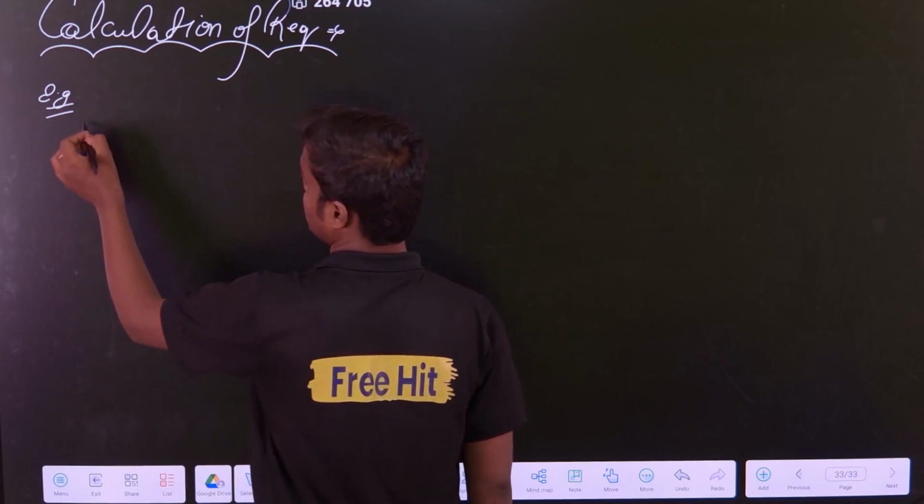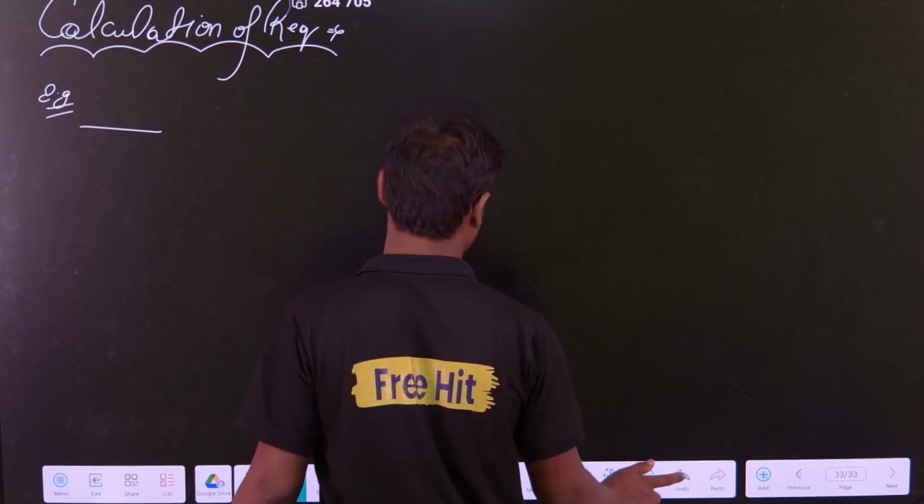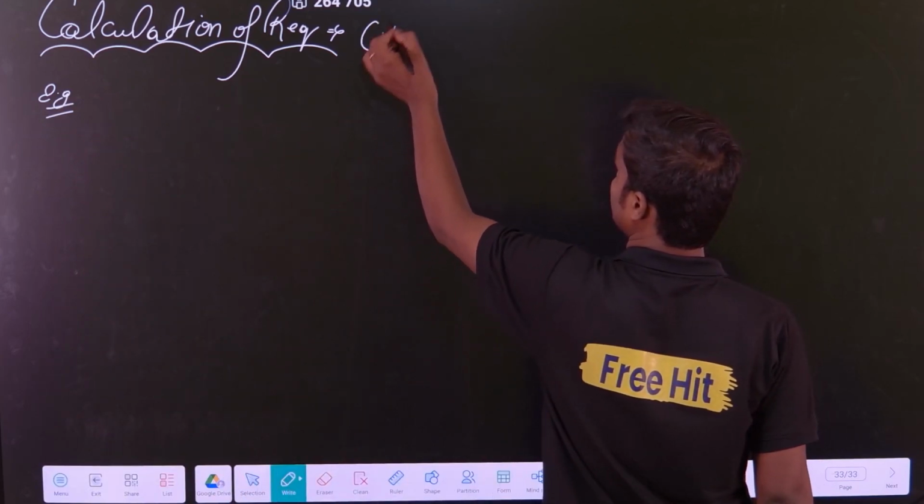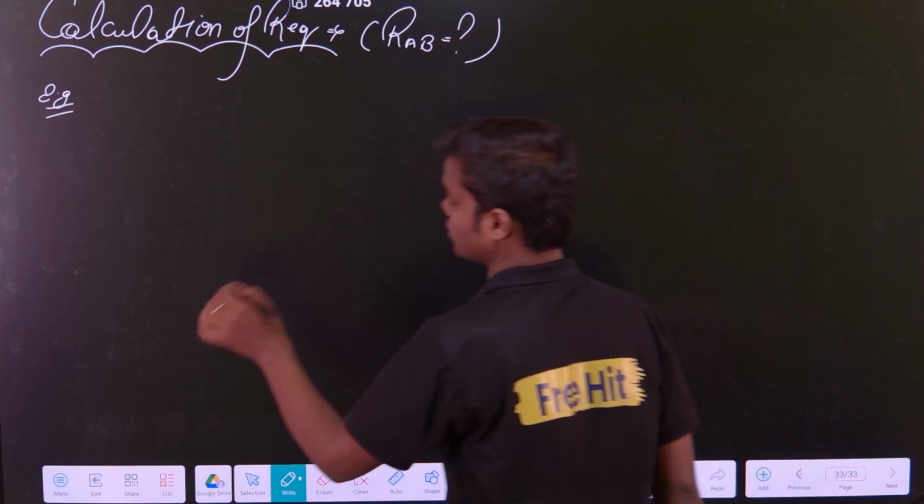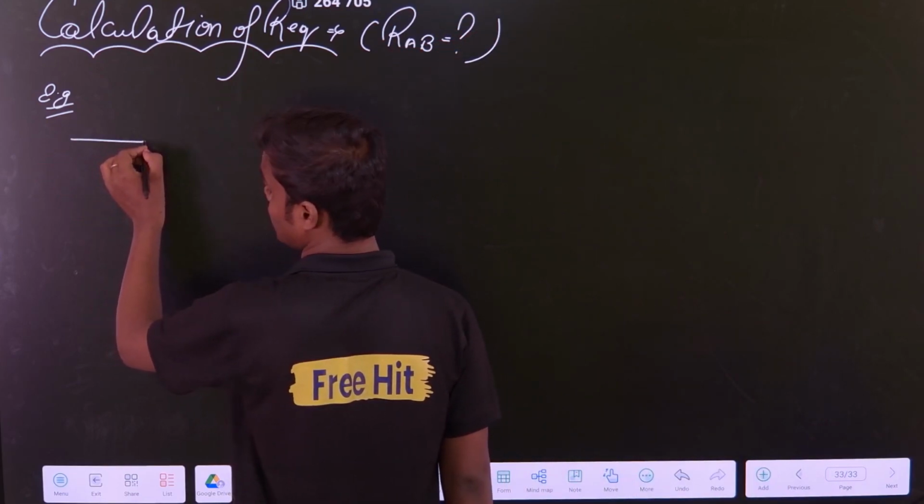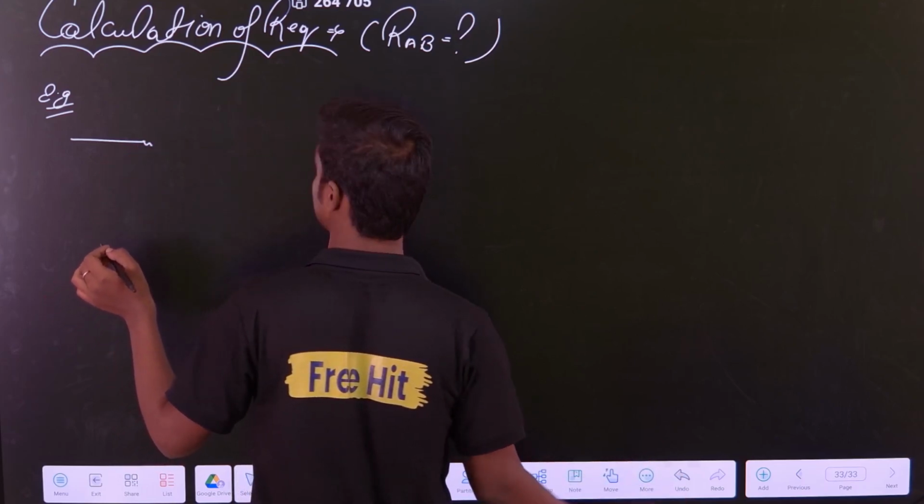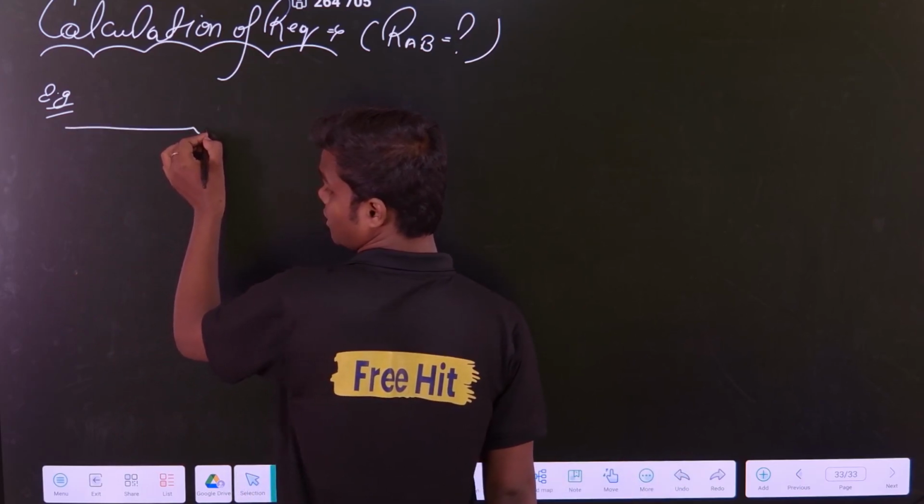For this session the question is the same. You have to find the equivalent resistance across RAB. That is my question in all the circuits. I have brought a lot of questions for you. Let me note down the question.